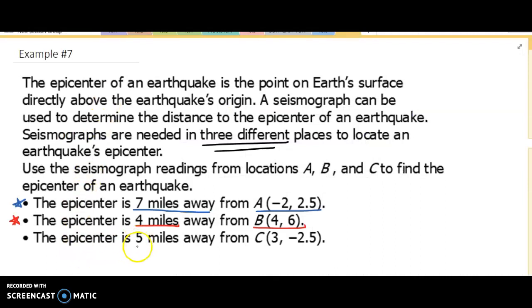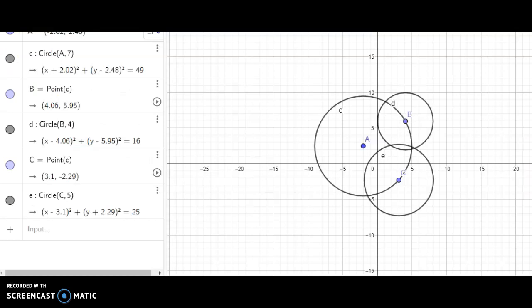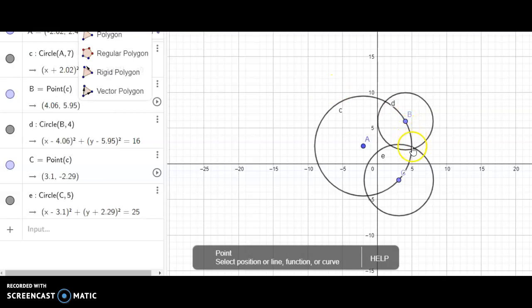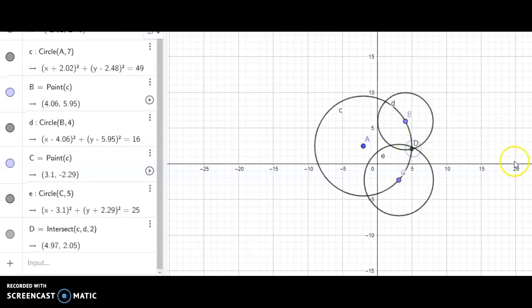The epicenter is 5 miles from 3, negative 2.5. If I plot that circle, that would be this bottom one here. The epicenter has to be somewhere along here. Like I said, this isn't exact, but it's pretty darn close. There has to be one point where all 3 of these circles intersect, and it's right around this point here. So somewhere there would be the epicenter of the earthquake. And like I said, this is really how they determine where epicenters are.